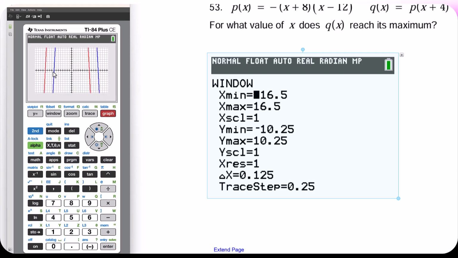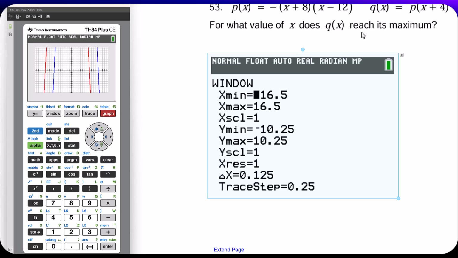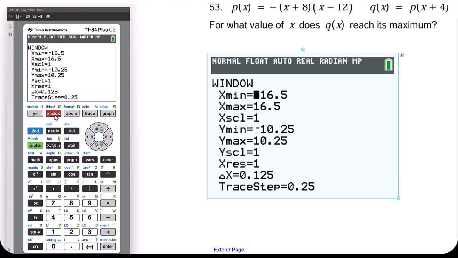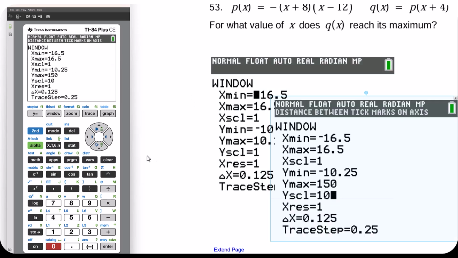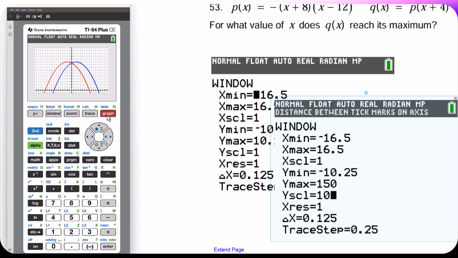And you can see that it's been shifted 4 units to the left, blue to red, 4 units to the left. And now I can go ahead and find where it reaches its maximum. I'm going to change the window so that the y max goes up to maybe 150, and maybe a y scale of 10 so it doesn't have too many tick marks on it. Let me graph that. And so now you can see about where the maximum is, about what the x coordinate is.